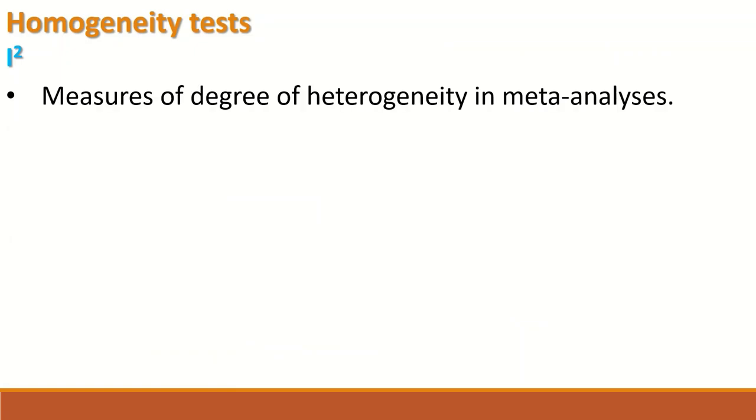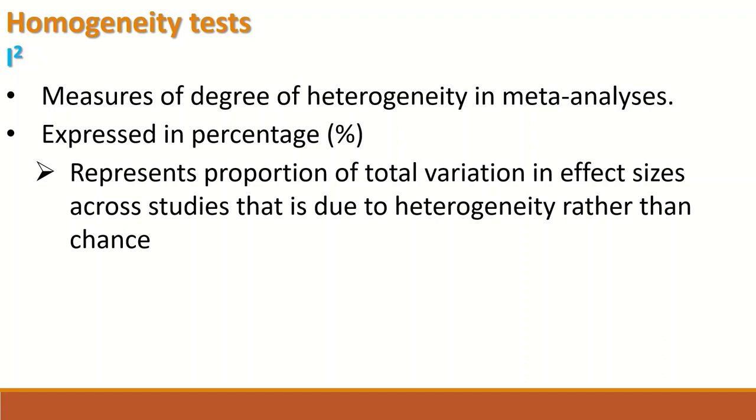So what is I-squared? I-squared is a measure of heterogeneity or homogeneity. It measures the degree of heterogeneity in the meta-analysis. So it's like a marker or an indicator of how heterogeneous or homogeneous the data pooled from several independent research studies is. It is expressed as a percentage from 0 to 100%. So it represents the proportion of the total variation in the effect sizes across those several studies that address a specific scientific research or clinical question, and that proportion of total variation in effect size across studies is due to heterogeneity rather than chance.